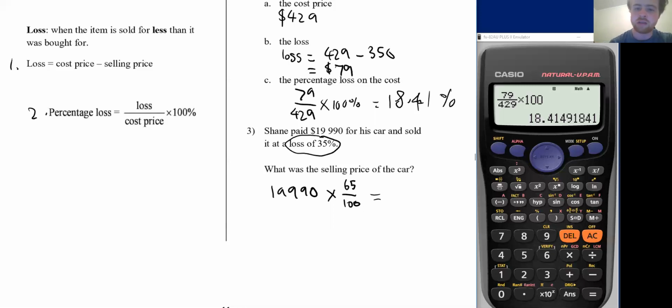We found out what the decrease is. 100 minus 35 is 65. So we can times our original value by 65 over 100. And that will give us the value of the selling price. So 65 divided by 100. And that gives us our selling price of $12,993.50.